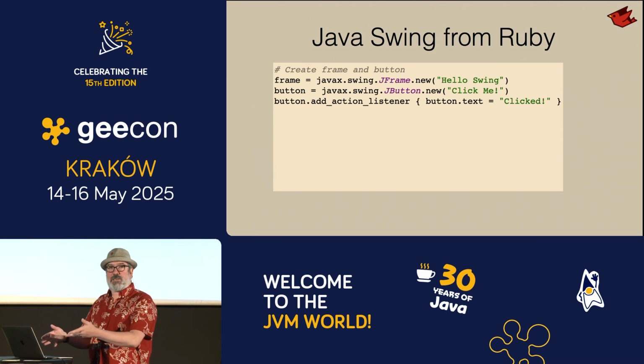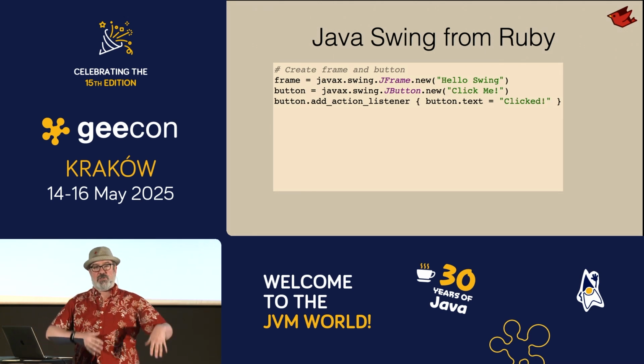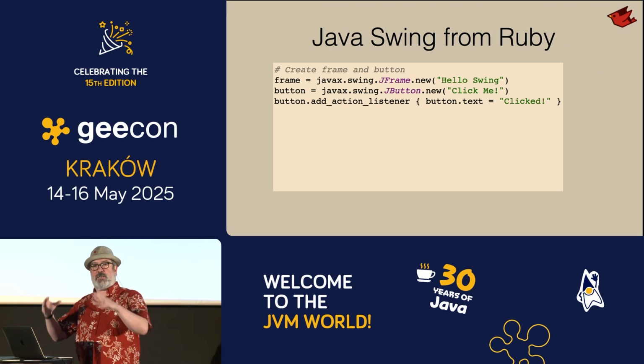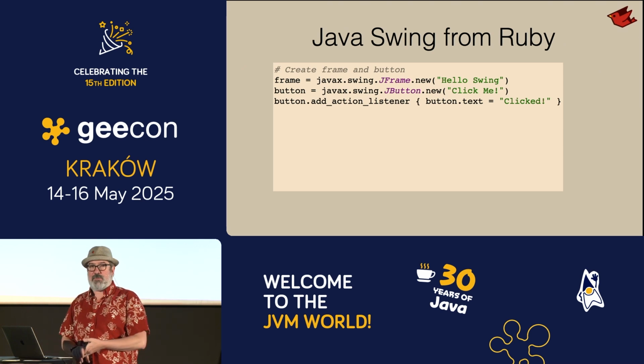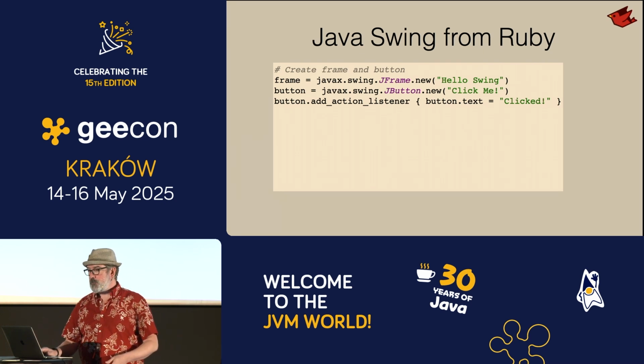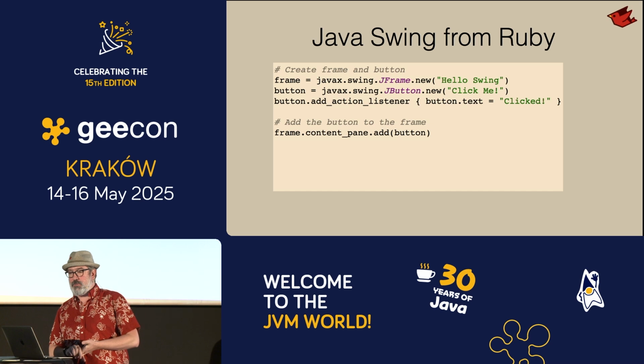Here, we're creating an action listener. We don't want someone to have to construct a new action listener implementation, pull the interface in, define the method. Like a Lambda on regular Java, we can just pass in a closure here, and now this will become our action listener. A bit more magic, adding the button to the frame.